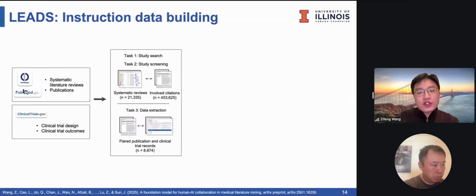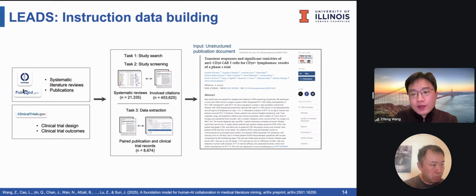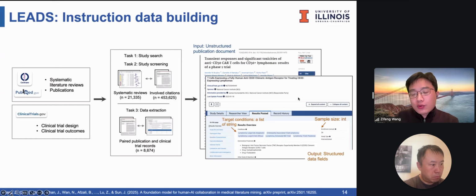So for task 3, we further formulate this data extraction task by linking the publication and the clinical trial records. For example, this is one clinical trial paper, right? It has an NCT number explicitly mentioned in its abstract. So we can then find clinical trial records, right? These records from this website have exactly the structured data, like the sample size is an integer, 26, and target condition, a list of keywords of the condition terminology. So this naturally becomes the target, right? If you have an unstructured publication document, you can ask an LLM to try to extract the structured outputs as we can find from clinicaltrials.gov.